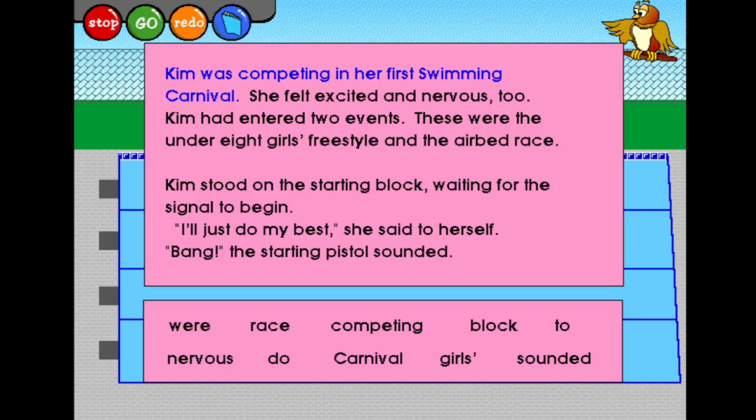Kim was competing in her first swimming carnival. She felt excited and nervous too. Kim had entered 2 events. These were the under-8 girls freestyle and the airbed race. Kim stood on the starting block, waiting for the signal to begin. "I'll just do my best," she said to herself. Bang! The starting pistol sounded.